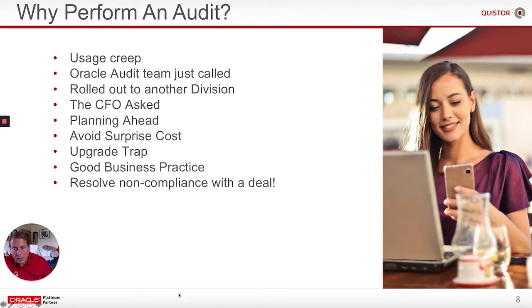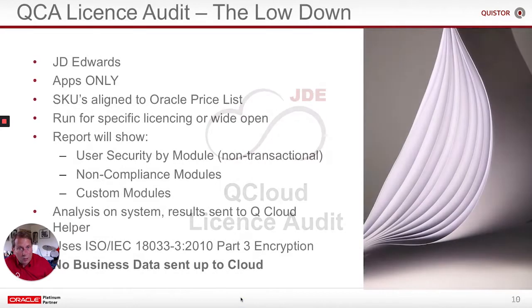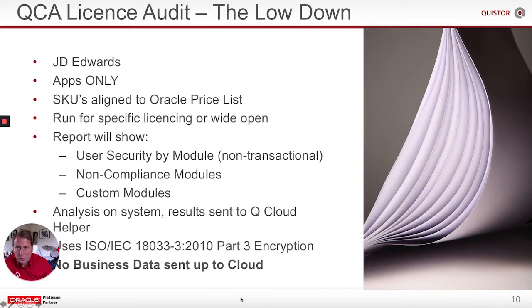So moving on, there is another option. And the fourth option that I'd like to bring to the table today is called Q-Cloud License Audit. It's a service offered by Quistor, and it's very simple. It's a service for JD Edwards. It's a very quick service and a very simple service. So I've said JD Edwards, but it only covers the apps layer. So we're not looking at the database layer or anything below JD Edwards. We're just looking at JD Edwards and the licensing for JD Edwards.